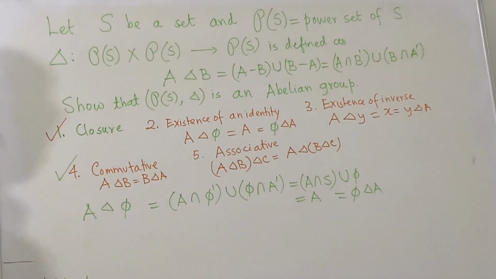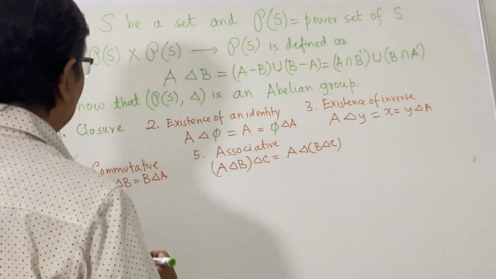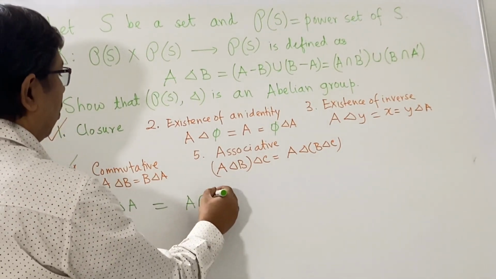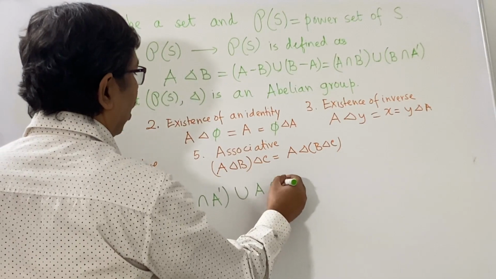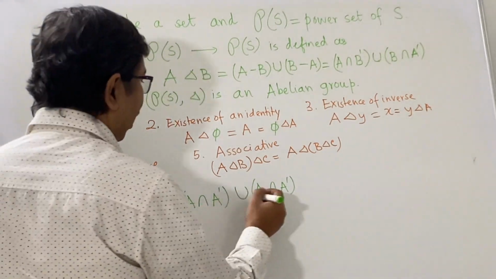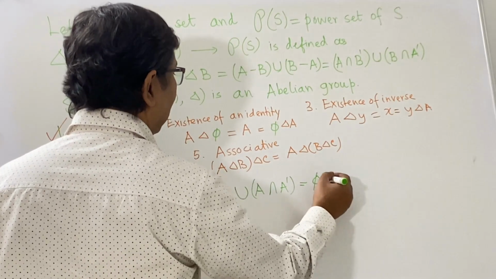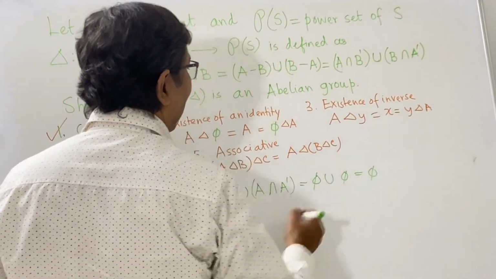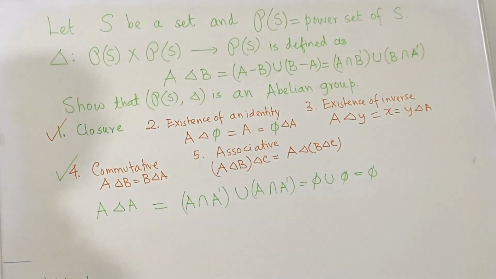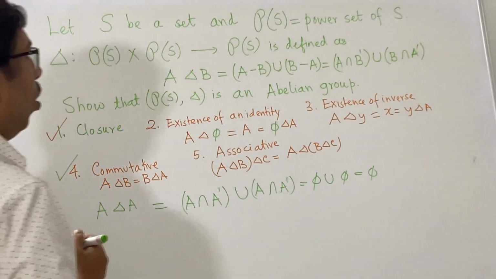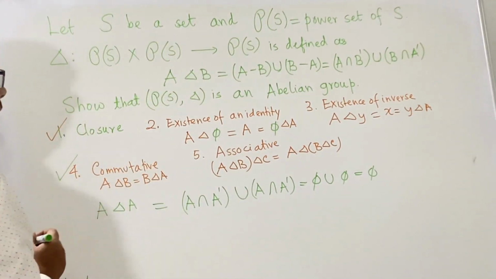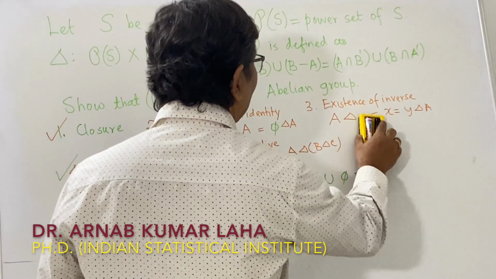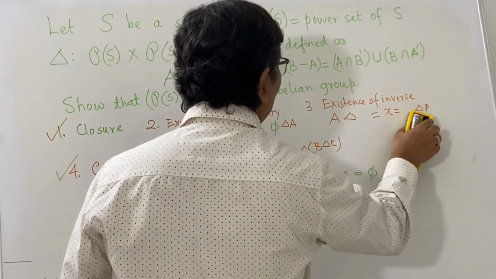Now once we have done that, let's come to the inverse. Again observe that A delta A is A intersection A complement union A intersection A complement, which is in both cases null. So A intersection A complement is null, union again A intersection A complement is null. So you get the null set, and the null set is the identity on this power set of S. So therefore, we see that every element A is its own inverse, and therefore we can claim that every element has an inverse which is itself.